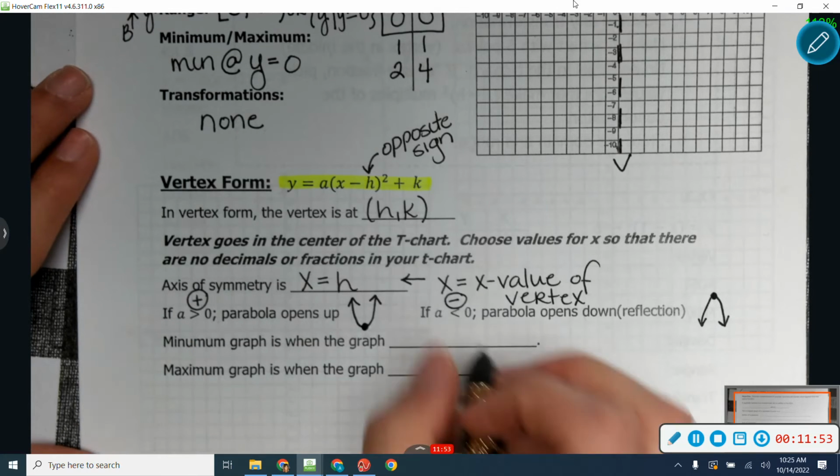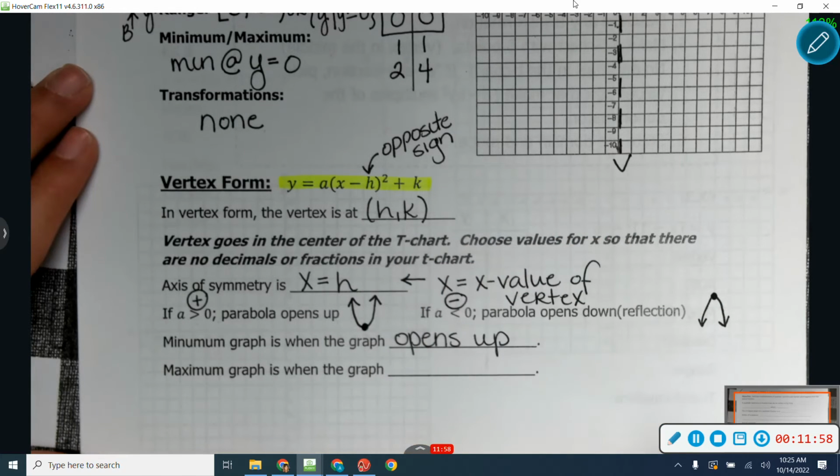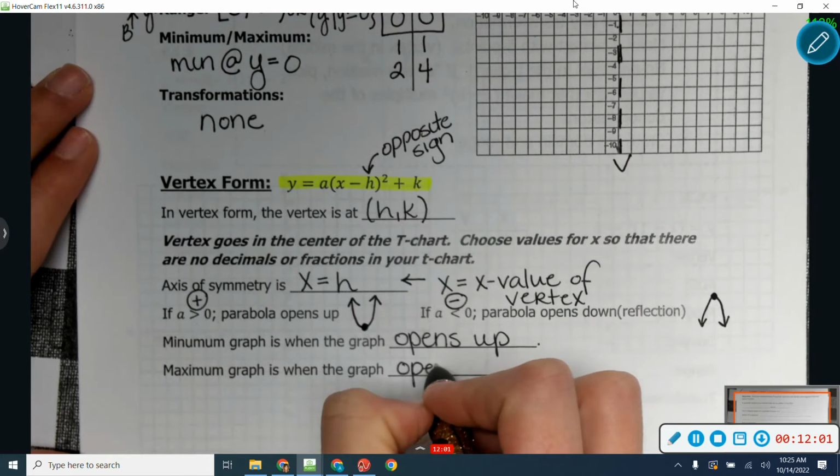So you're going to have a minimum when the graph opens up, and you're going to have a maximum when the graph opens down.